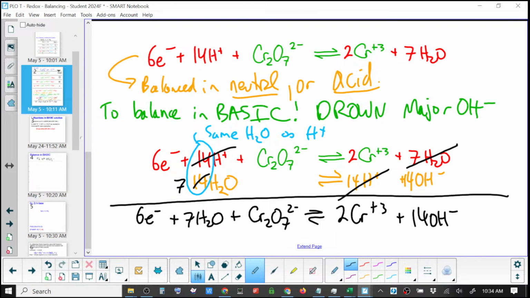Where did the H2O come from? On the left side. The 14 H2O? The 7. Oh yeah. We canceled. It had 14, but there was 7 on this side, so we canceled. Don't say, you make me nervous when you say no, I got it.